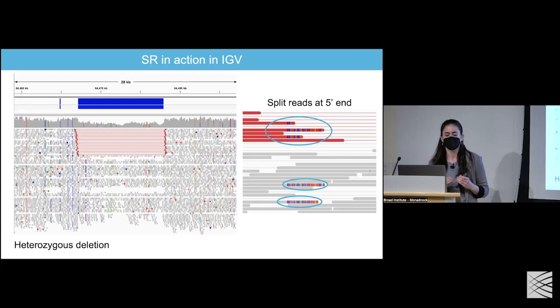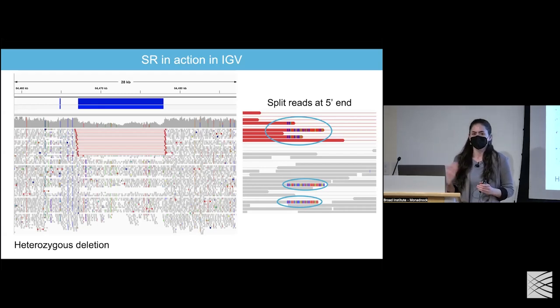This is a heterozygous deletion that was identified in a real person. The deleted region is shown by the blue bar at the top. And on the right side, we've zoomed in on the 5' end, and you can see that there are soft clips shown by the rainbow of mismatches at the end of some of those reads. And those are split reads. So we can see in IGV that this deletion has SR evidence.